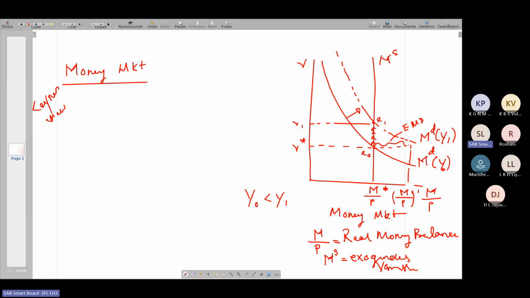Now, if you look at this based on the money demand function, why is there a rise in the interest rate? We can further explain what is happening behind the screen.